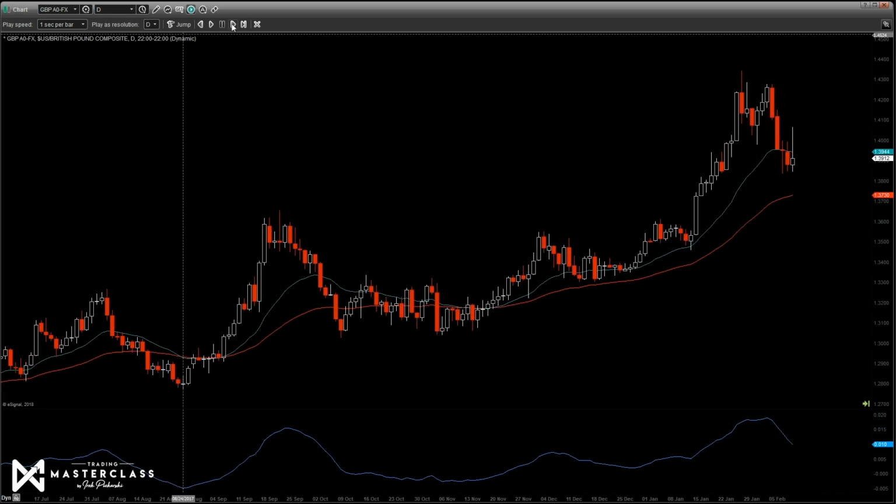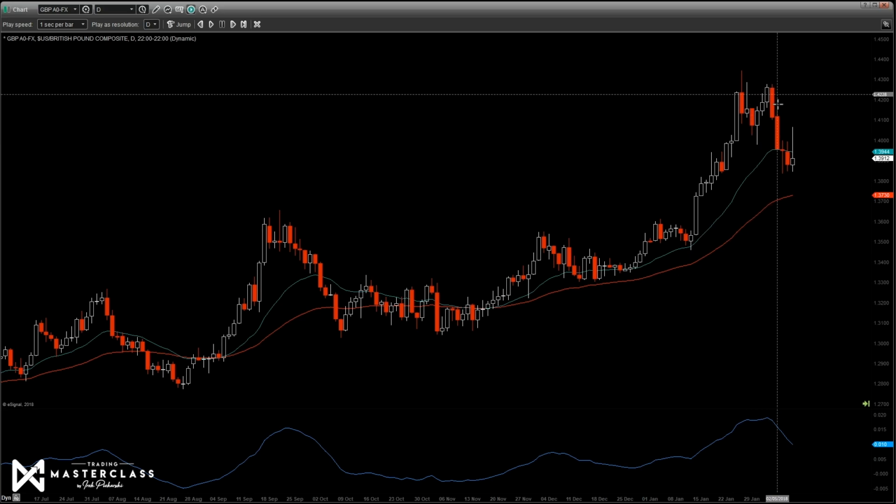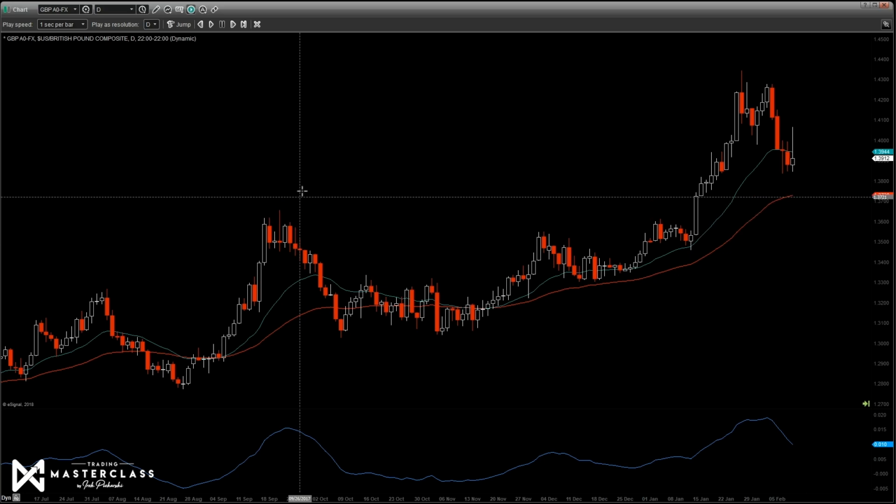And eventually, sometimes it will consolidate or decelerate like this, and here we get another bearish engulfing, and then price goes down. But that is the basis of it.